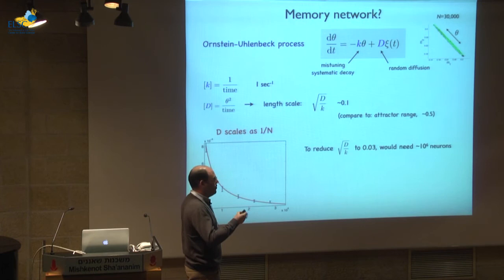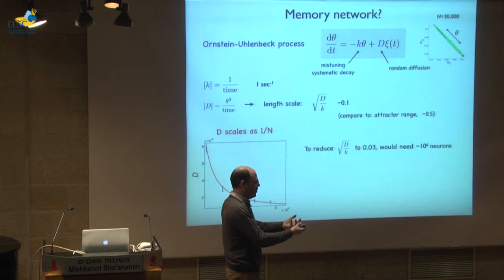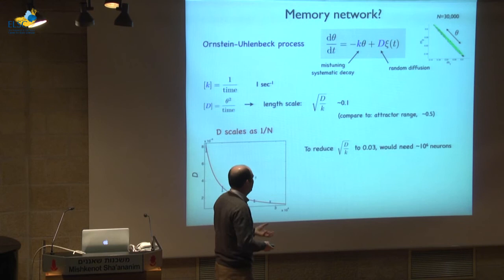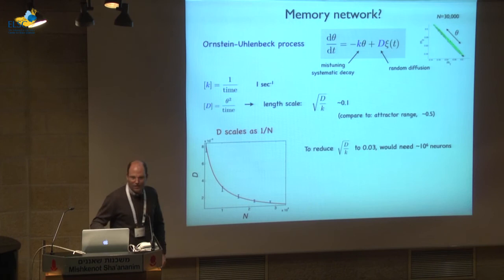Now remember that, for example, decision-making circuits in the cortex are modeled as two populations that are inhibiting each other. If they're noisy dynamics, if they're also balanced, in a balanced state, and they're noisy because of that, this noise might be important. Yes?